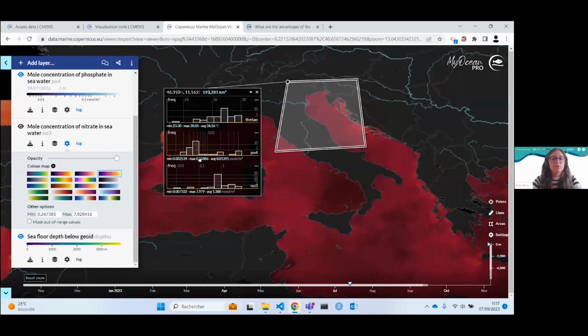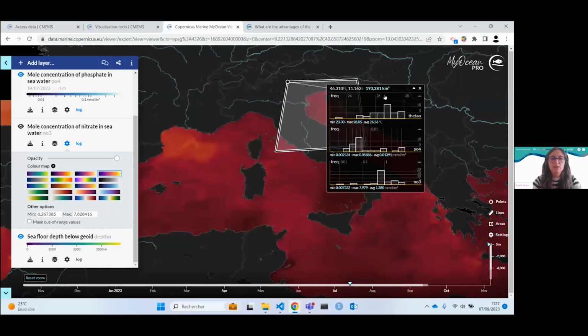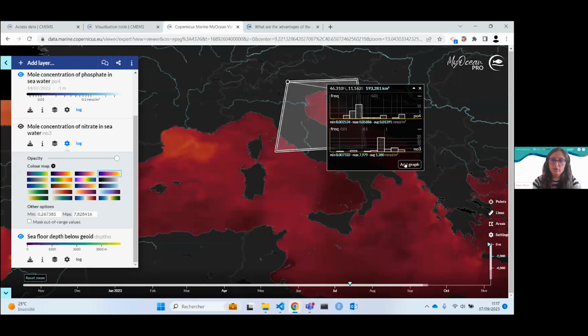So let's then return to our object. We see that graphics have appeared. This is a representation of a sample of data for this location. You can delete graphs here or make others appear again, depending on the variable open on your HFS.